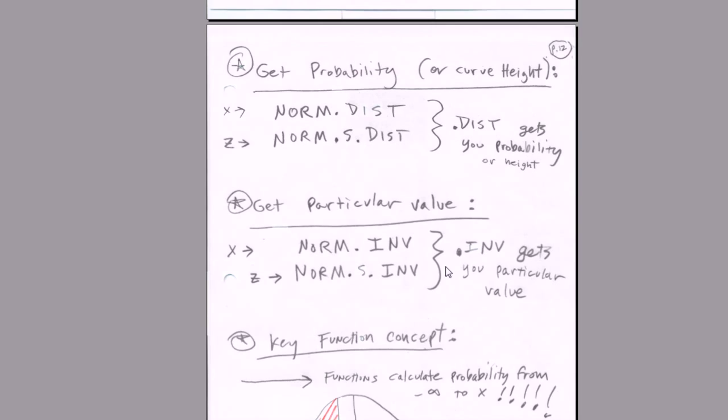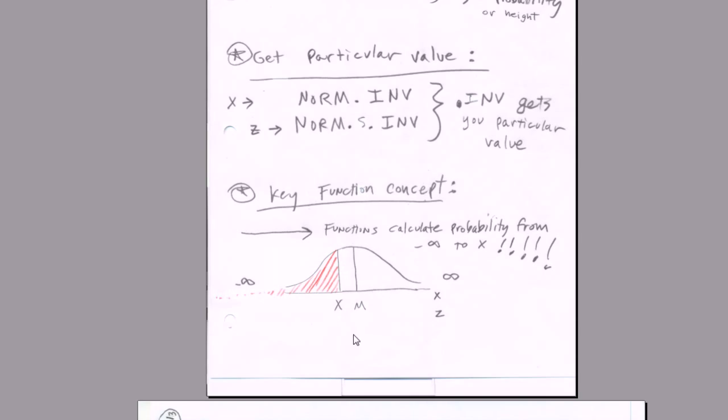Scroll down here. The way I think of it is the .DIST. This is when you have the x. The S is when you have the standardized value z. The .DIST, that's what you use to get probability or height. .INV for NORM, or NORM.S.INV for standardized value z, both of these inverses get you the particular value. Remember the key concept, from the low end up to the x. And we will see lots of examples.